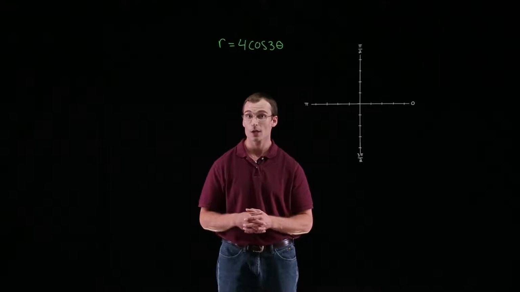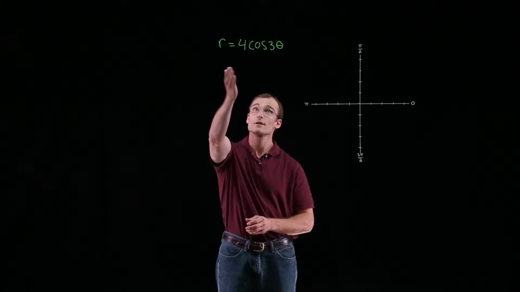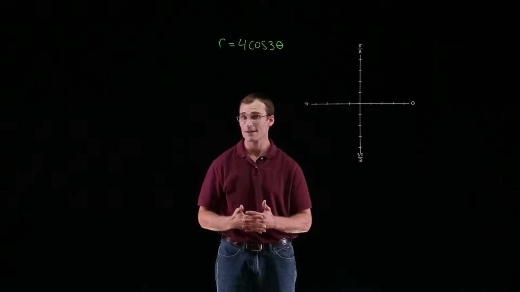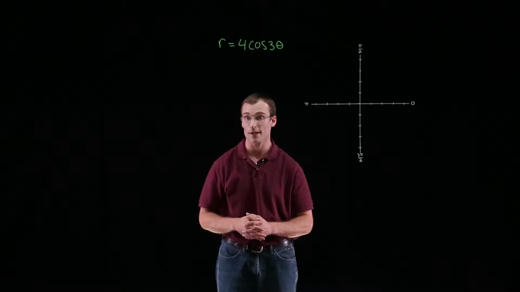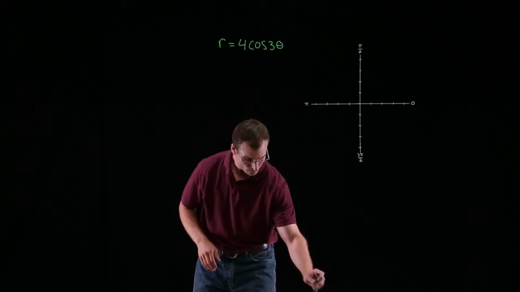Hi everyone, I'm Adam. In this problem, we're going to sketch the graph given by our polar equation r equals 4 times cosine of 3 theta, and then find the tangent lines through the poles if there are any. So first, let's take a look at what we have.